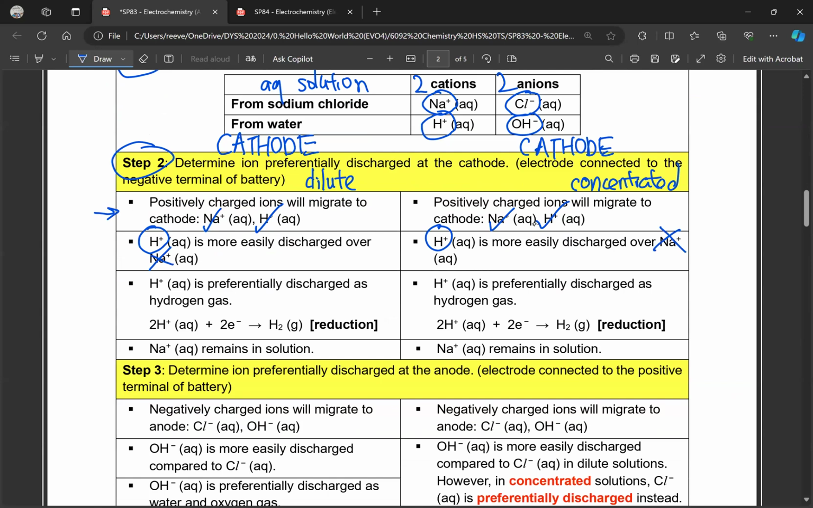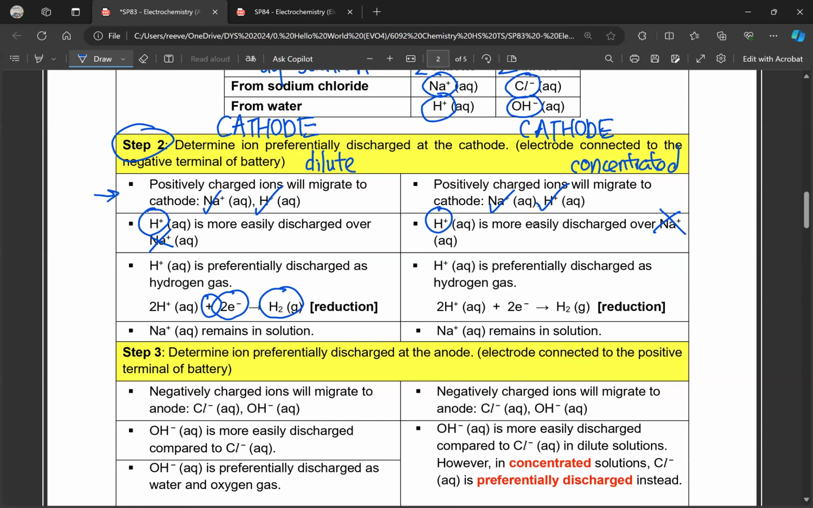So my H+ is the one that will go towards the cathode. Imagine the H+ ion moving towards the cathode. When it reaches the cathode, it will collect the electrons from the cathode. The cathode has all the electrons. So you collect the electrons and you form H2 gas. As a shortcut, H+ plus one electron gives you H.